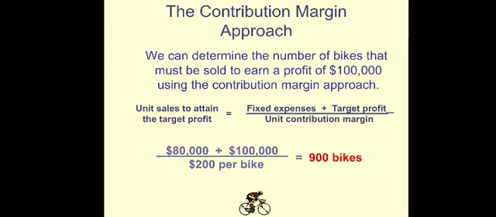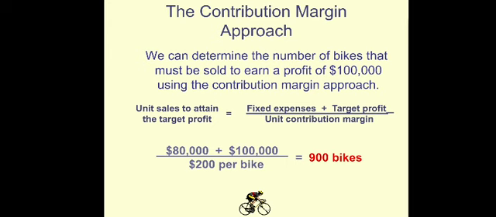But if you want to calculate quantity related to target profit, then you just have to add target profit at the first half of the formula. So here, unit sales to attain the target profit equal to fixed expenses plus the target profit divided by unit contribution margin. So you use this formula. The numbers are here. 80,000 is the fixed expenses plus the target profit is $100,000 divided by unit contribution margin is $200. So the answer is 900 units.